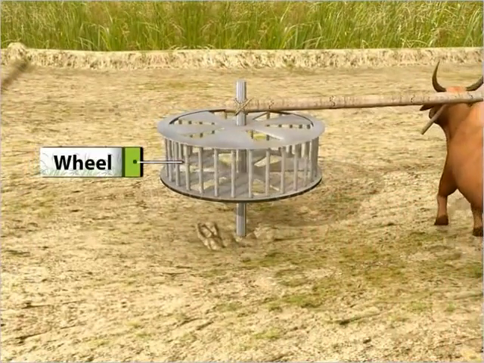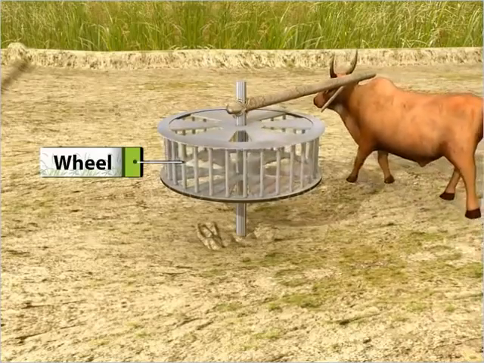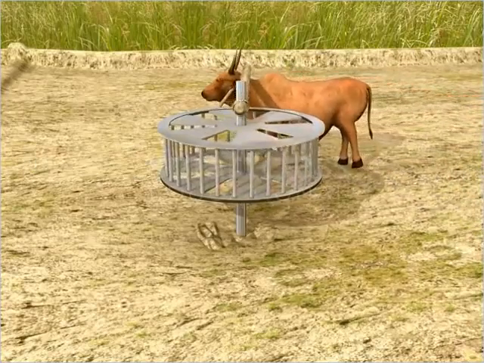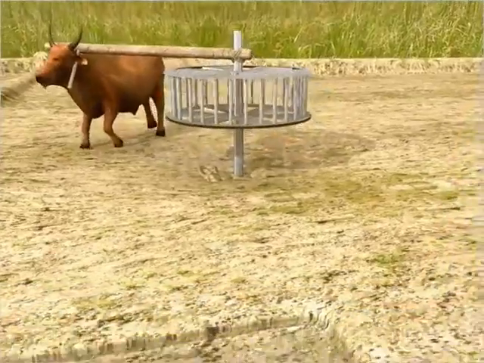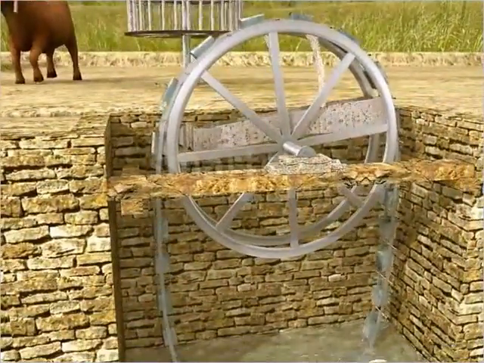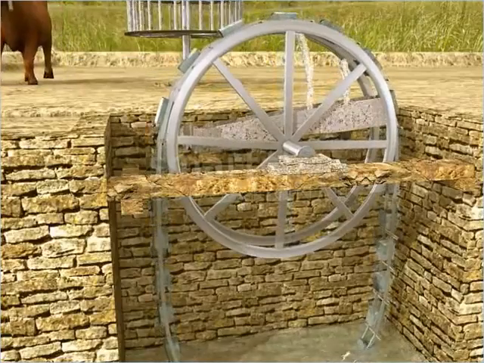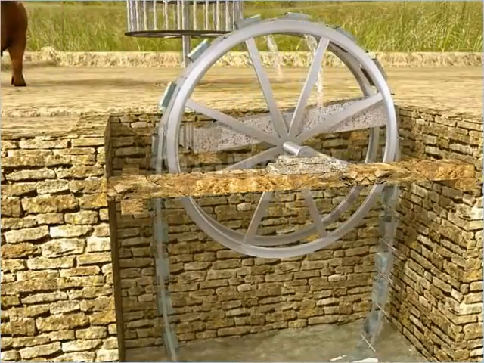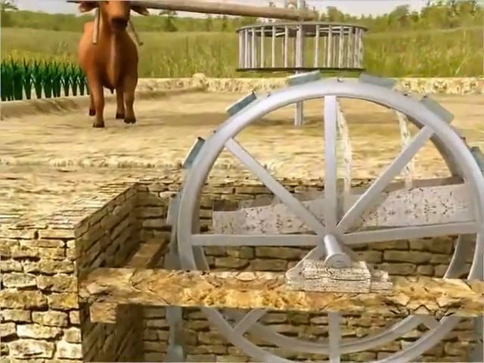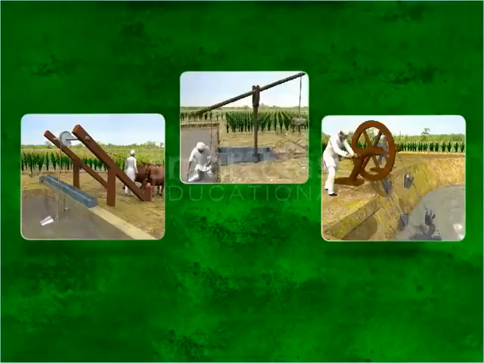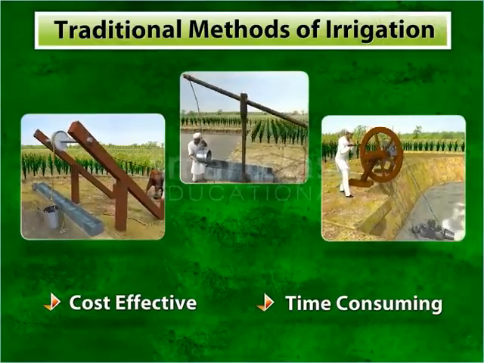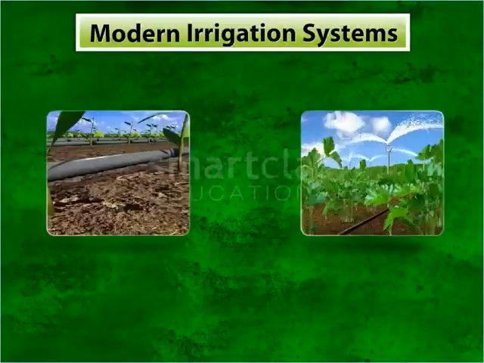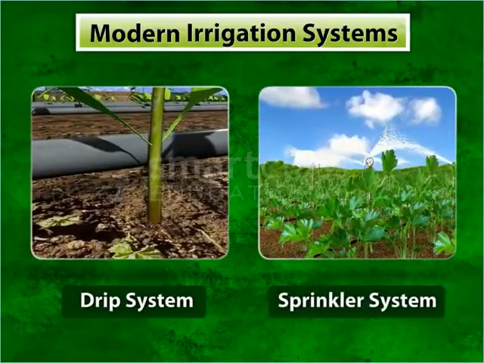to the other wheel. As the animal pulls the wheel around in a circular motion, it sets in motion the first wheel with the buckets, which draw water from the water source and irrigate the fields. The traditional methods of irrigation are cost-effective but time-consuming. Thus, these methods have been replaced with drip system and sprinkler system. Let us learn about these two methods in detail.